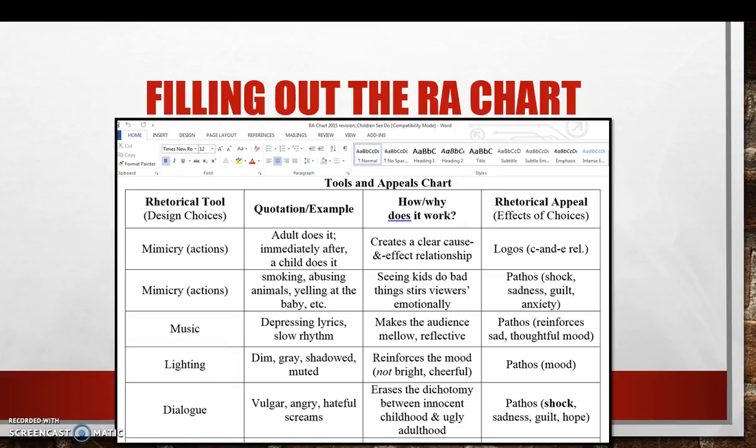An adult does an action, a child immediately does the same. Then I briefly explain how it affects viewers and/or why it has that effect. The visual sequence of actions creates a clear cause and effect relationship for viewers.